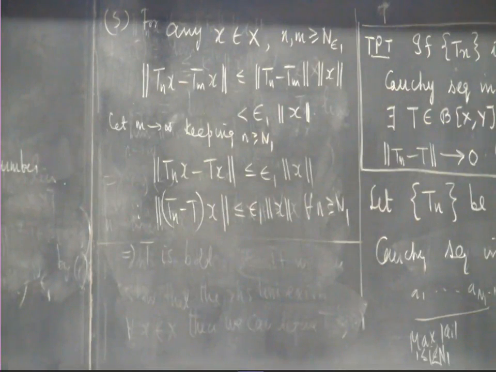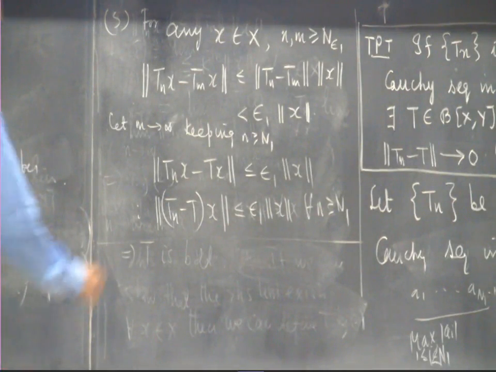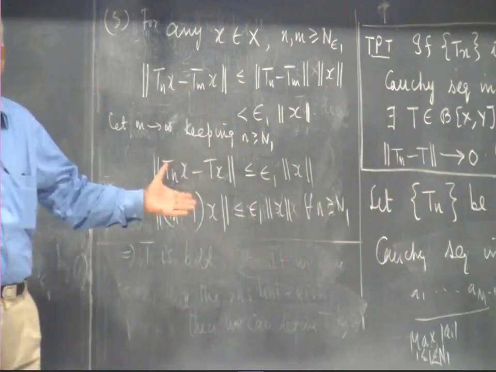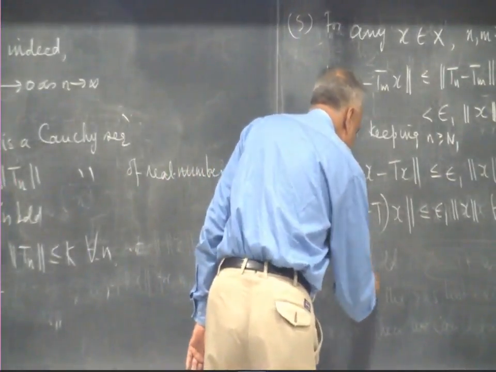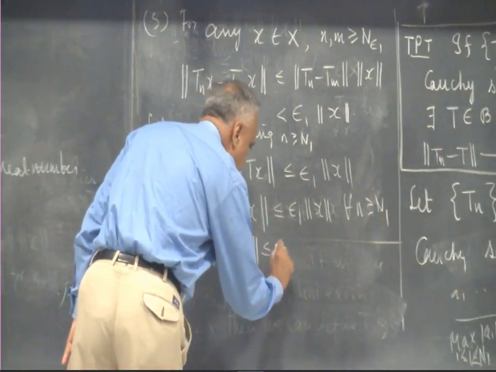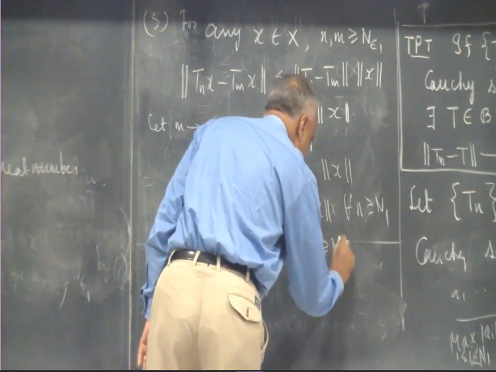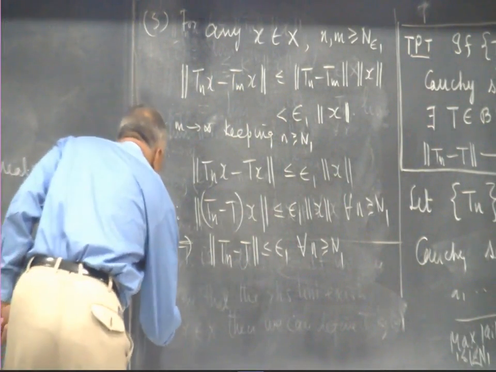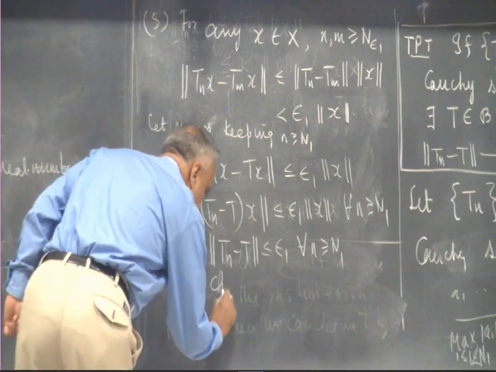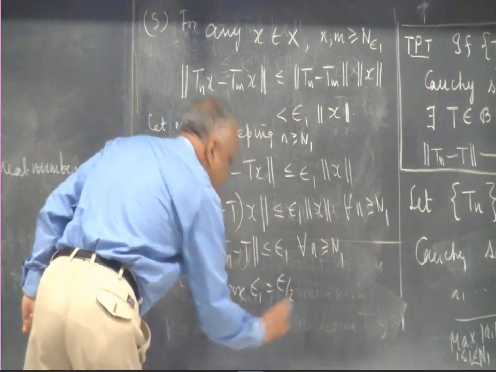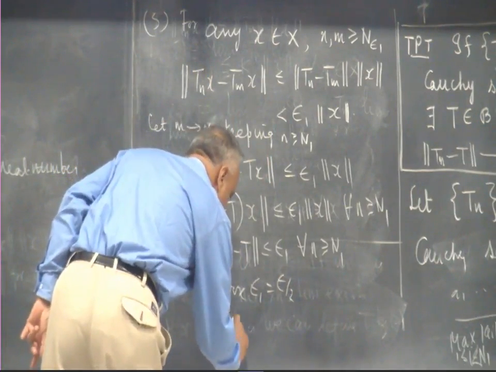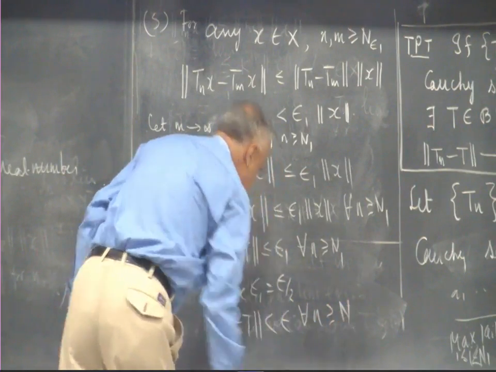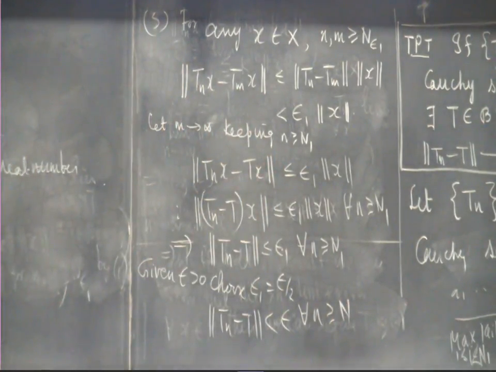What does this say about norm of Tn minus T? Remember, the ratio will be at most epsilon 1. The least upper bound is what is called the norm, so the norm must be less than or equal to epsilon 1 for every n greater than or equal to n1. So, given epsilon, choose epsilon 1 to be epsilon by 2, and you get norm Tn minus T less than epsilon for every n greater than or equal to some n, and that is precisely what is meant by Tn converges to T.